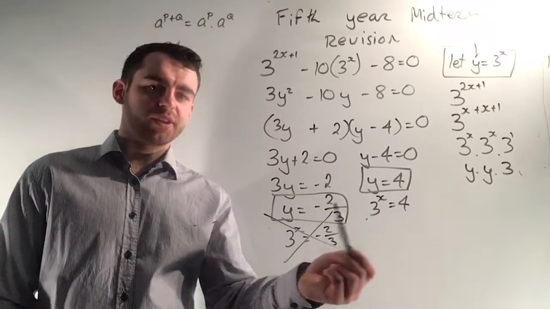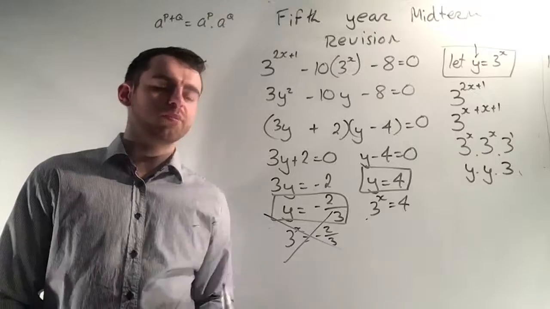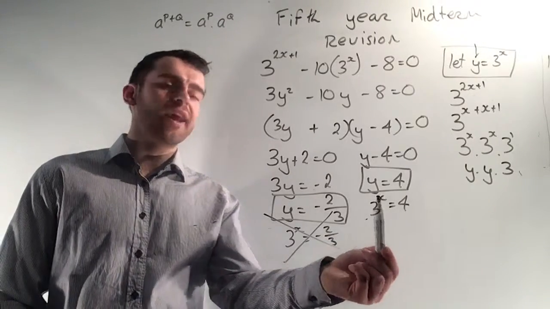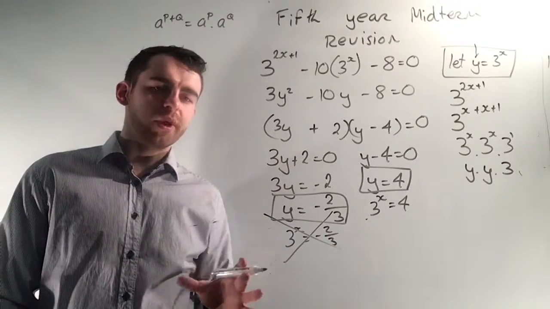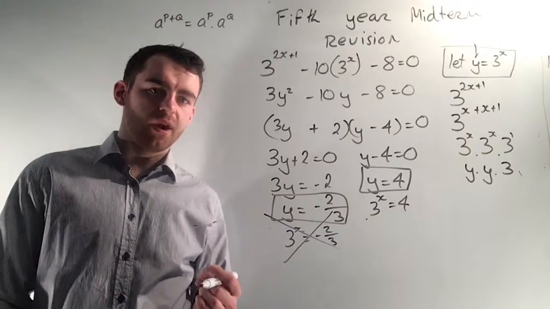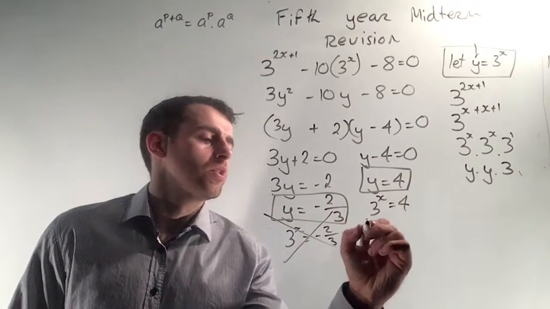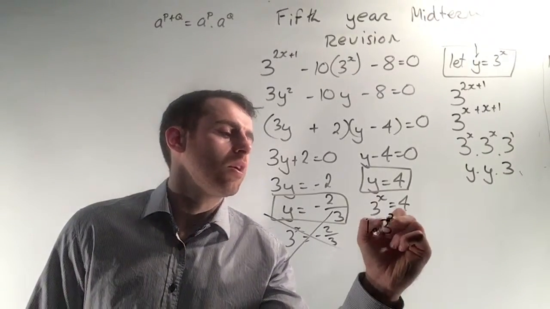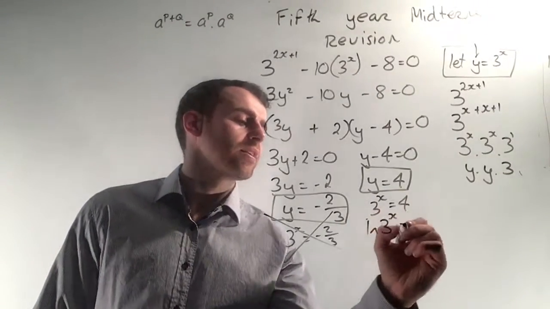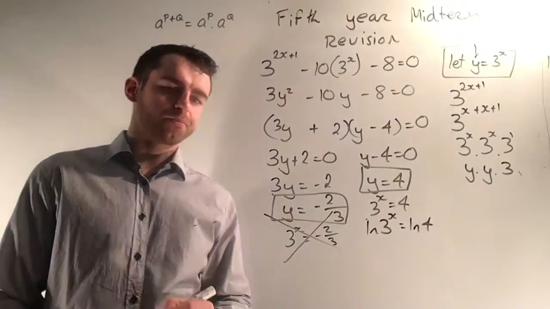Clearly the answer to this question is not a whole number. 4 is not a multiple of 3. x is obviously a decimal. So the only way I'm going to solve this is by introducing logs. If my unknown is in the power, I'm going to introduce logs. So I'm going to introduce the natural log, which is ln 3 to the power of x equals ln 4.